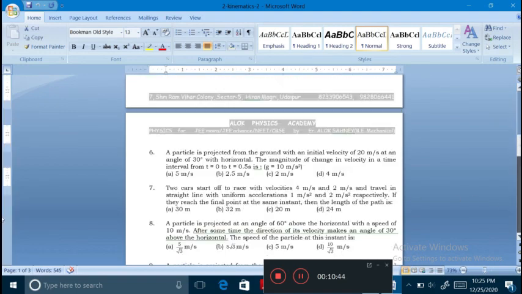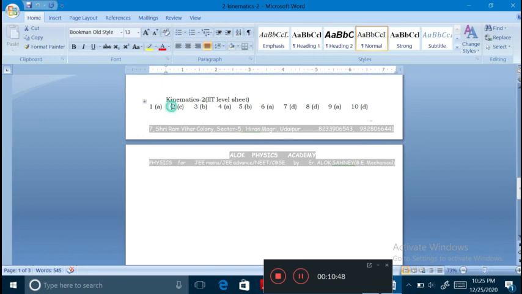Let us check whether this is right or not. So here we can see that answer to question number 2 is C. So it is the right answer.